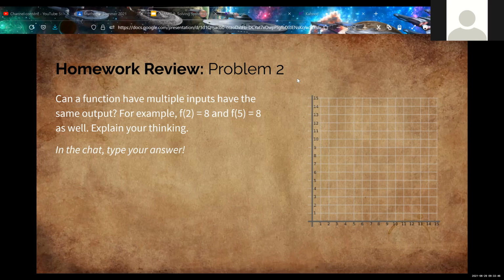So remember what we discussed yesterday. What is a function? Can a function have the same output for 2 different inputs? Okay, so we have a no. Okay, so let's look. The correct answer is actually yes.